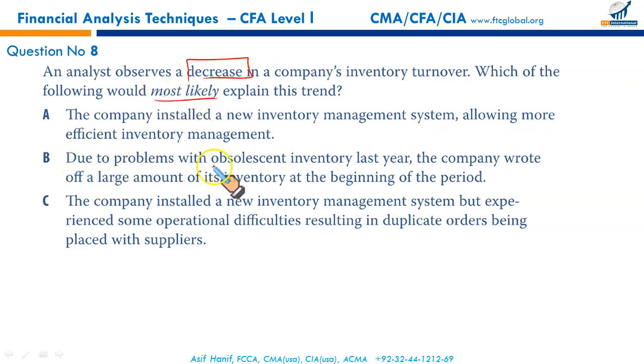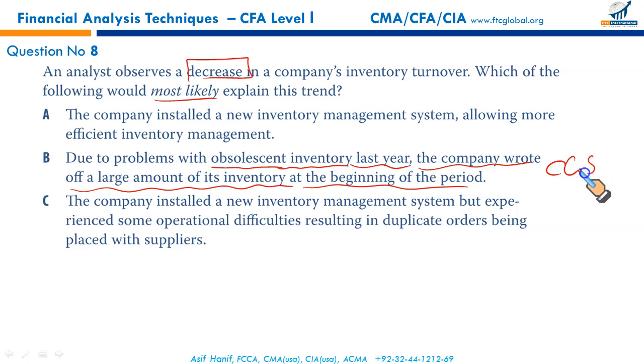Due to a problem with obsolete inventory last year, the company wrote off a large amount of inventory at the beginning of the period. When the inventory was written off, your average inventory will fall. We know inventory turnover is cost of goods sold upon average inventory. Since the inventory was written off during the period, your average inventory balance fell. When the average inventory balance goes down, the denominator goes down and the ratio would improve, but we are looking for a decrease in ITO. This is incorrect as well.